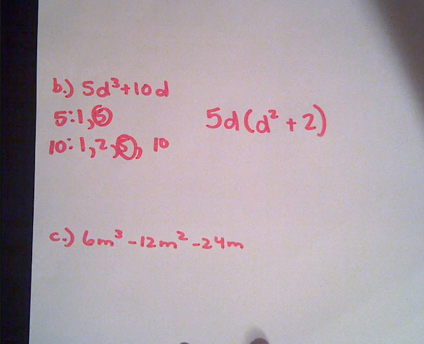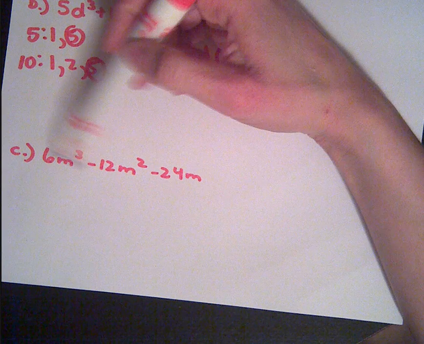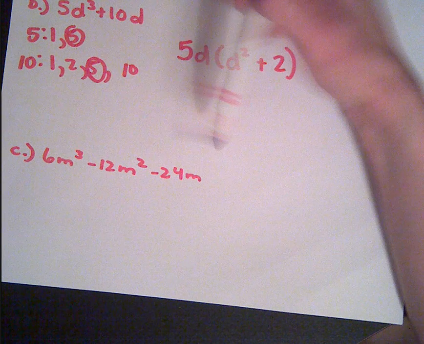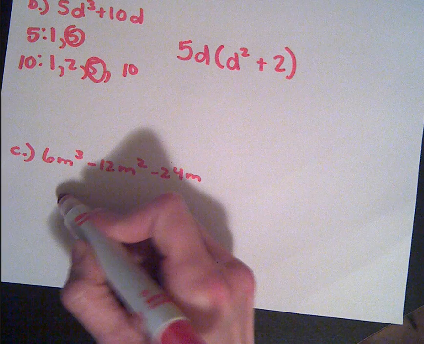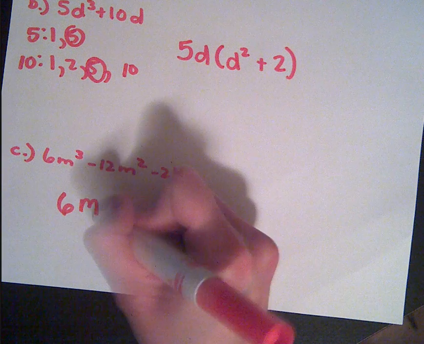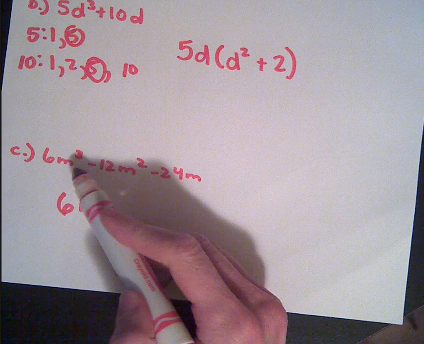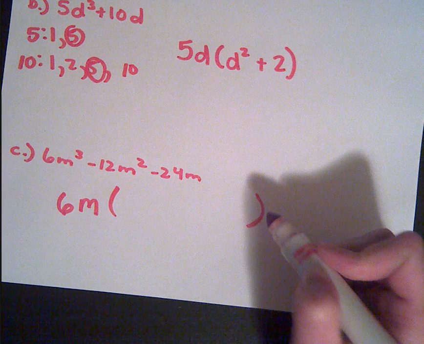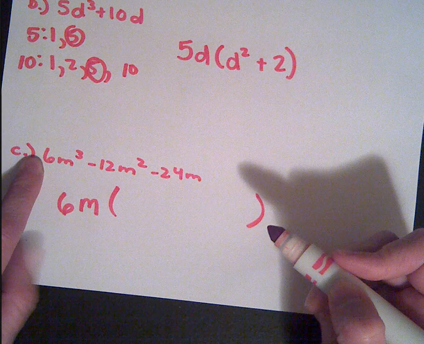Last one that you had here. Looking at 6, 12, and 24, you should be starting to recognize here without having to write these out. My greatest common factor is 6. And the greatest common factor with my variables is m. It's not m squared or m to the third, because those are not a factor of m. So then I fill this in. 6 times what is 6? 1. Again, you don't have to write that.